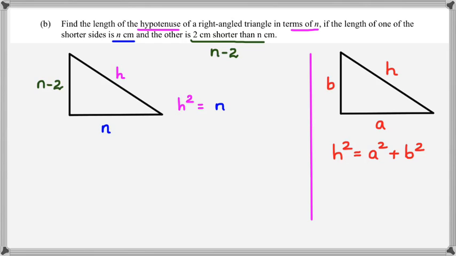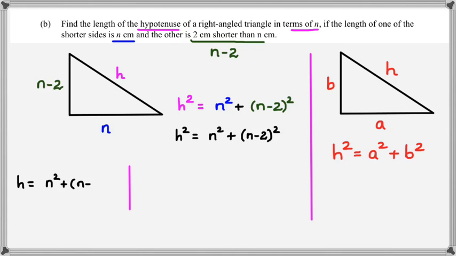So I know that h squared equals n squared, because that's a squared, plus b squared, which is the other side, which means I can replace that with n minus 2 squared. So really, h squared equals n squared plus n minus 2 squared. Now, I wasn't sure what the answer schedule would accept, so I've put both answers here. I'm really not sure what they're expecting. On one hand, you've been asked to find the length of the hypotenuse, so you can straight away just go hypotenuse equals square root of whatever's on the right-hand side. That could be one answer.